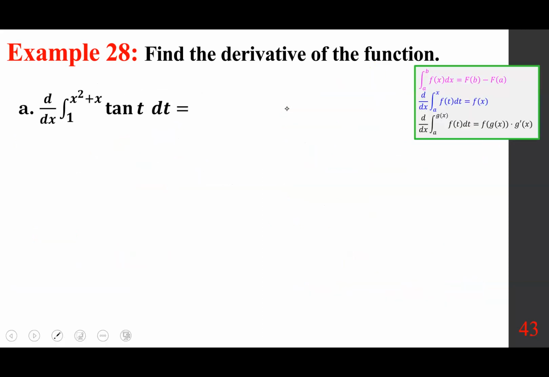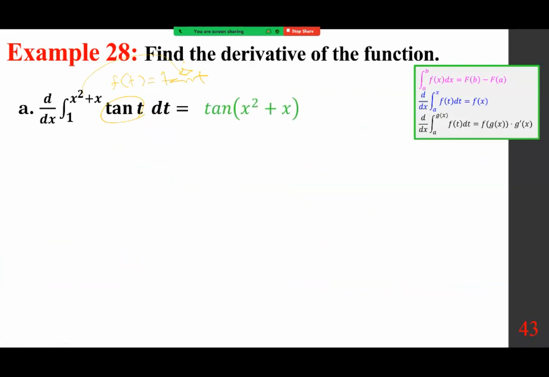All right, let's make it more interesting. And again, we are going to write this because we want to cover this pretty fast. If you want the derivative, this is one of those fundamental terms of calculus. This is f of t equals tan t. So you're going to put this one in instead of t, and then times its derivative. The derivative of x squared plus x is 2x plus 1. So tan of x squared plus x times 2x plus 1, and we put the 2x plus 1 in front.